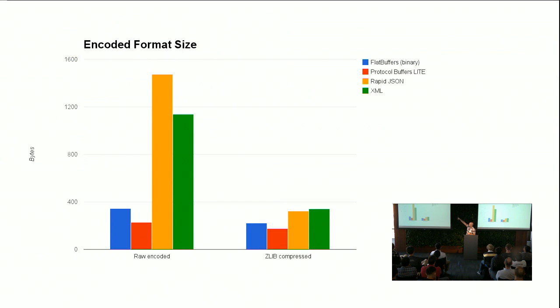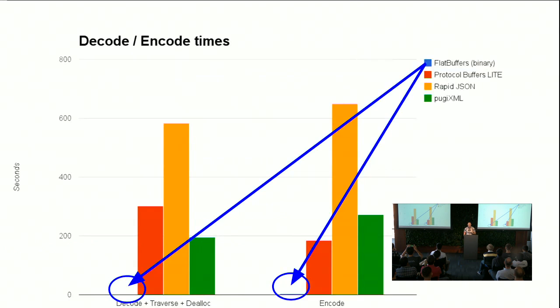So FlatBuffers are fantastic. You can see this graph here. We're comparing binary FlatBuffers versus protocol buffers, RapidJSON, and XML. And this is encoded file size. So of course, you can see JSON is horrible, XML is horrible, and protocol buffers basically beats FlatBuffers in both of these scenarios, right? Now, here's the reason why you're going to use FlatBuffers. This is the encode-decode times. Anybody spot the FlatBuffers time?